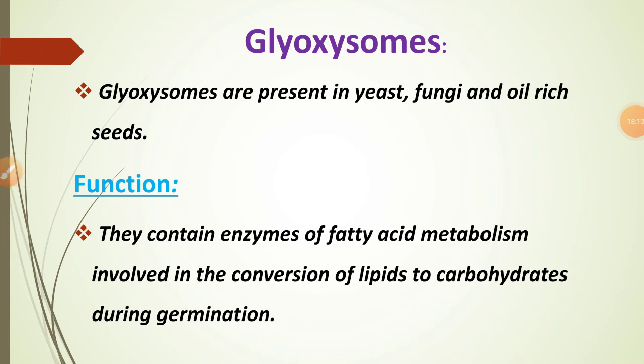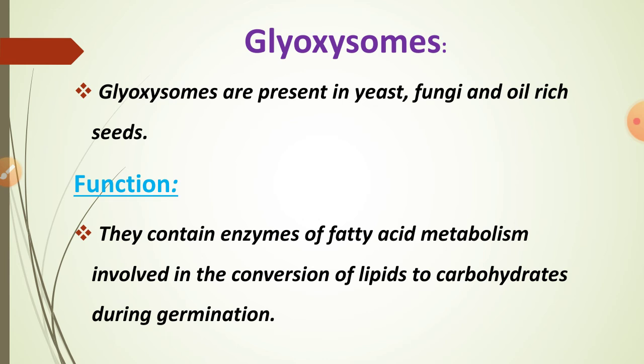Next, glyoxysomes. It is the third type of microbodies. Again I'll tell you, microbody is one of the cell organelles which is very, very small, but it has three types. One is lysosome, next is peroxisomes, and the third is glyoxysomes. Each of these three has a different function. Lysosome is present in non-green plants and also animal cells, and peroxisomes is present in plant cell and also animal cell. Glyoxysomes are present in yeast, fungi and also oil-rich seeds.